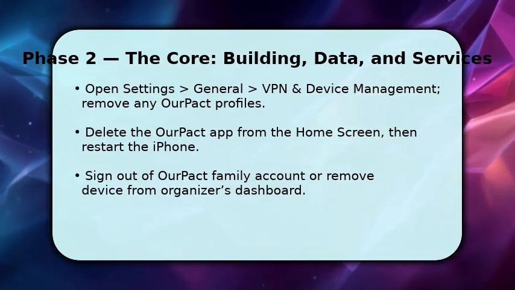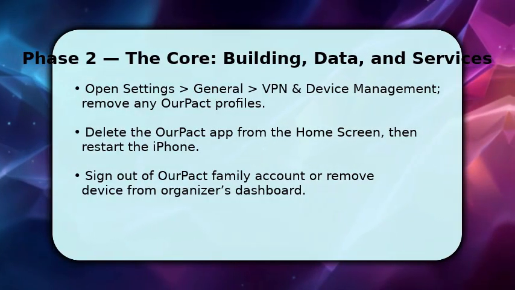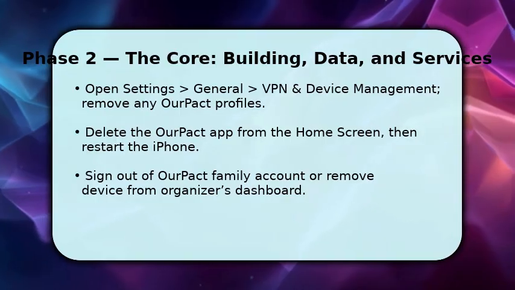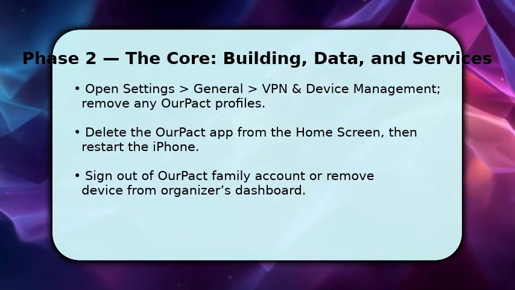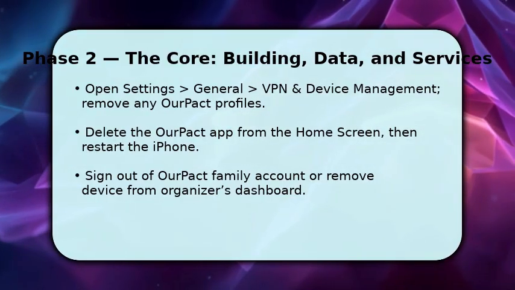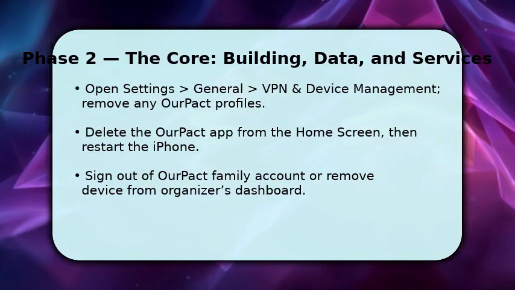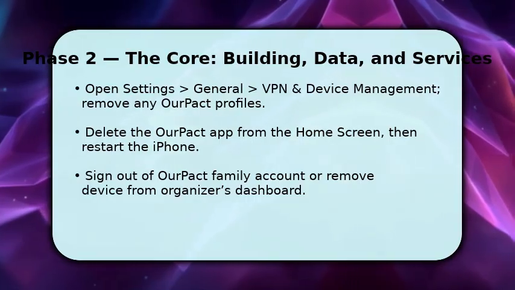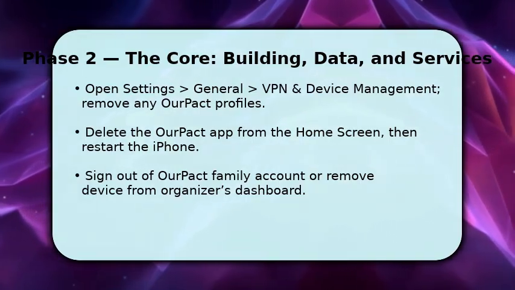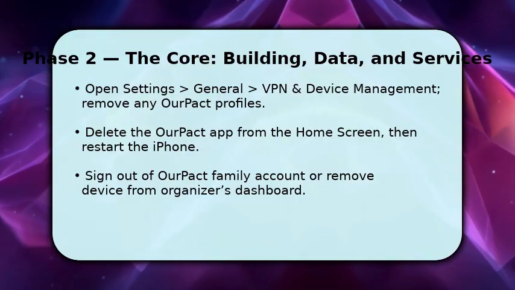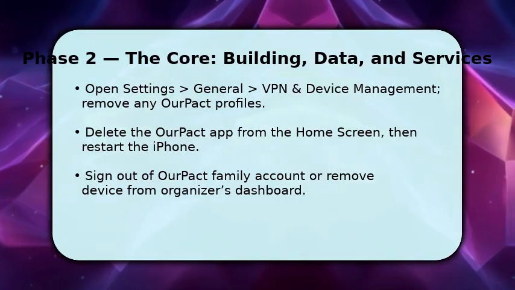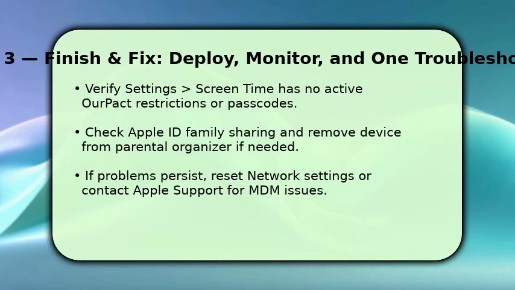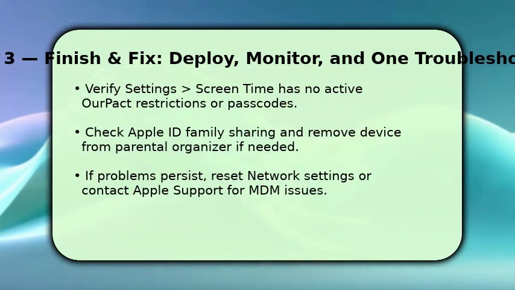Go to Settings, General, then VPN and Device Management. If you see an Ourpact profile, tap Remove Profile and authenticate with your passcode or Apple ID. This revokes remote restrictions. Once removed, press and hold the Ourpact icon to delete the app, then restart the phone to clear cached controls. After reboot, also sign the device out of any Ourpact family or organizer dashboard, so future re-enrollment is prevented.